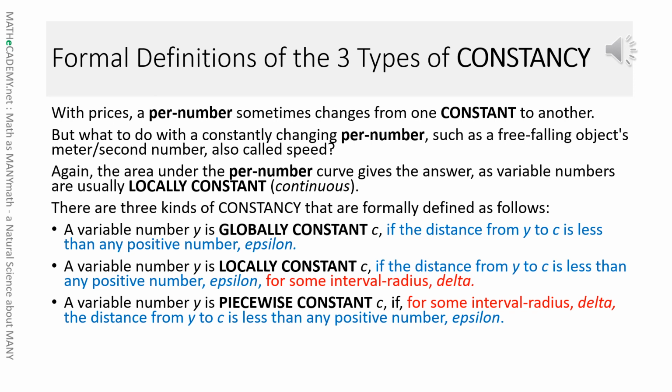There are three kinds of constancy that are formally defined as follows. A variable number y is globally constant c if the distance from y to c is less than any positive number, epsilon. A variable number y is locally constant c if the distance from y to c is less than any positive number, epsilon, for some interval radius, delta. A variable number y is piecewise constant c if, for some interval radius, delta, the distance from y to c is less than any positive number, epsilon.